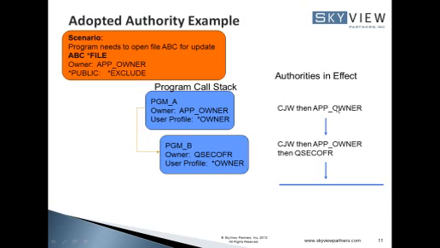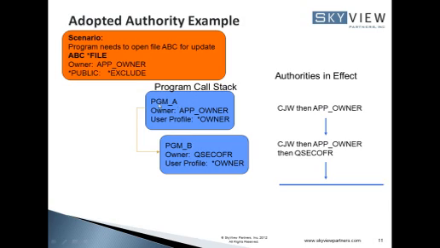So lo and behold, application owner, which owns this program, also owns the file. So application owner has all authority to the file. So rather than getting the not authorized message, CJW will be able to make the update. Okay, so that's what happens in that case.